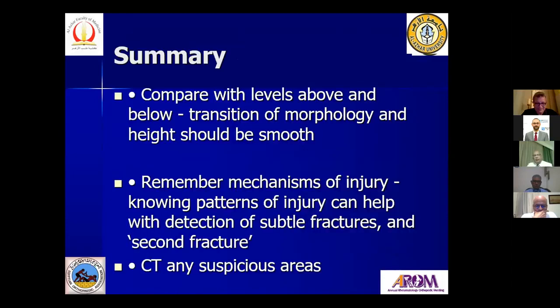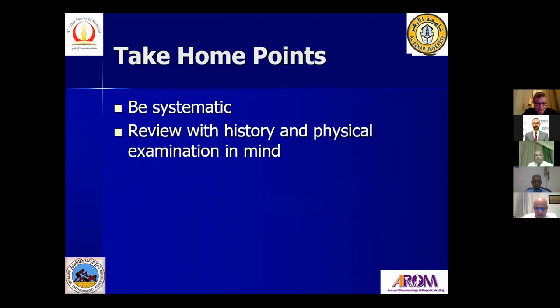In the summary, compare with the level above and below; the morphology and the height should be smooth. Remember the mechanism of injury; knowing the pattern of injury can help with detection of subtle fractures and secondary fractures. CT for any suspicious area. Take home message: be systematic, and review with the history and the physical examination in mind.